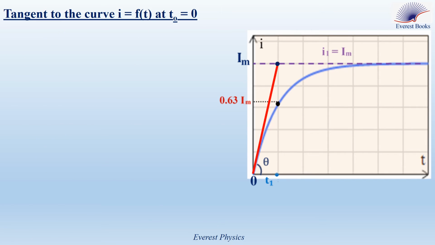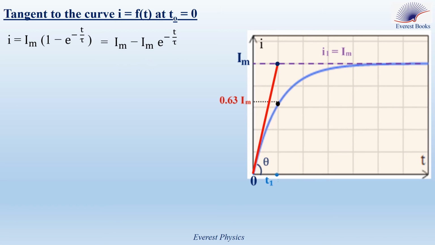Let's study the tangent to the curve I equal f of t at t0 equals 0 in the growth process. So here in this graph, we have the blue curve. It represents the variation of the current, and we draw the tangent to this curve at t0 equal 0.